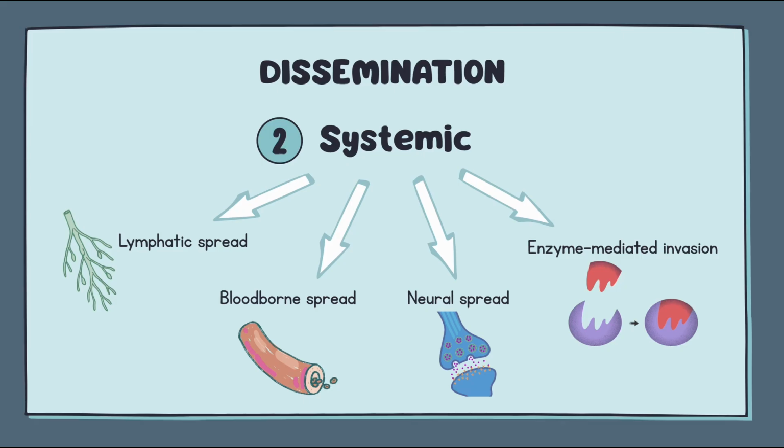For lymphatic spread, basically, the infection goes from the lymphatic vessels to the lymph nodes, and then if it survives the lymph nodes, it goes into the bloodstream. Bloodborne spread: many microorganisms are able to spread through the bloodstream, like bacteria, fungi, protozoa, and helminths.